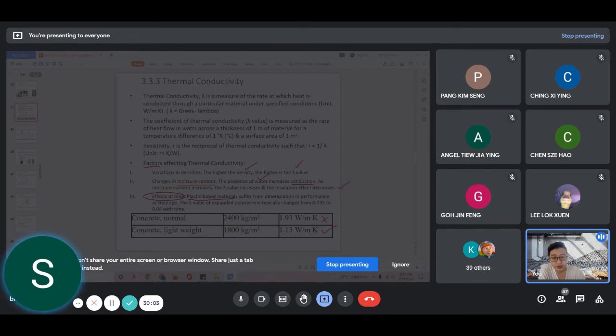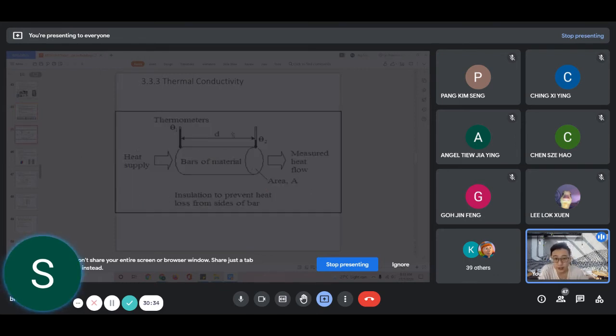So when they deteriorate or start to decompose as time goes by, the thermal conductivity value increases over time. So remember, thermal conductivity is how good a material is at conducting heat. So when a material degrades, it becomes better at transferring heat energy. So this is a picture showing how a material can transfer energy.